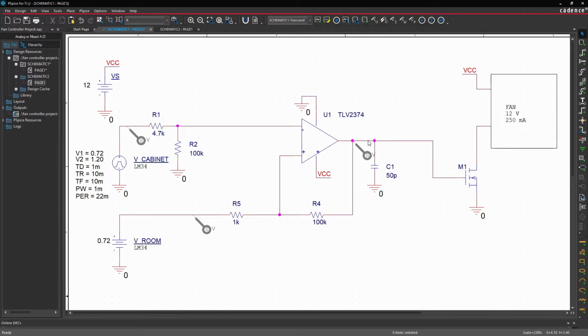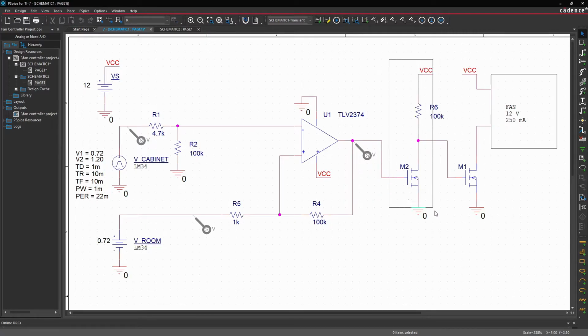Since the output of the op-amp is the opposite of what we want to have happen, all I have to do is add an inverter. I've just added this inverter circuit. The pull-up resistor is 100 k-ohm, which is probably too large for our application, but I wanted to run a simulation to take a look at it.